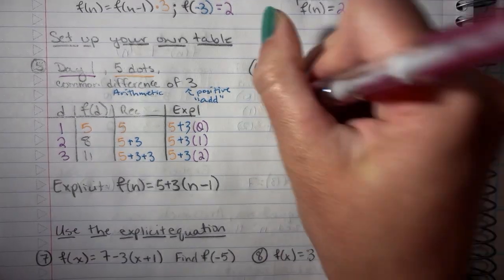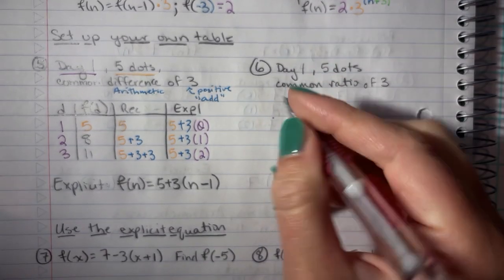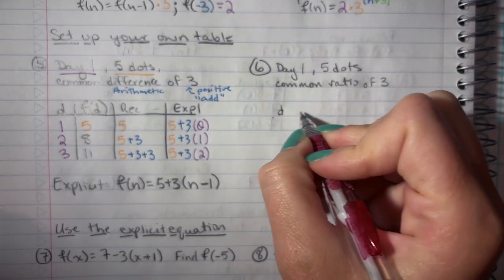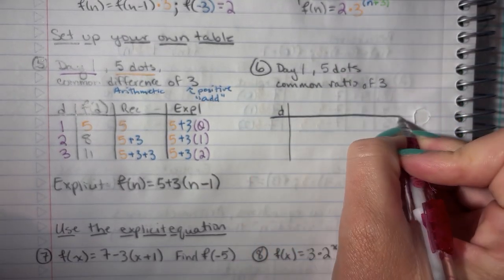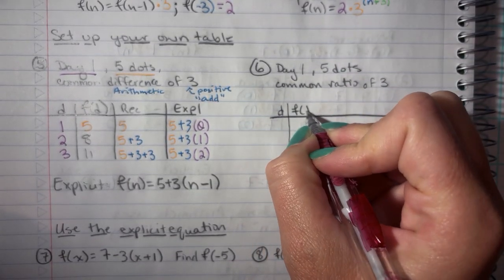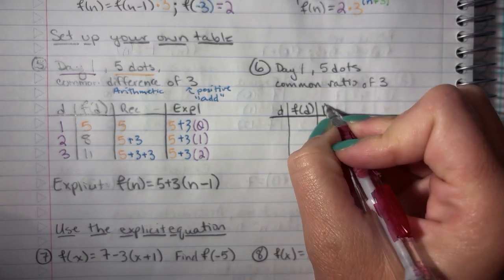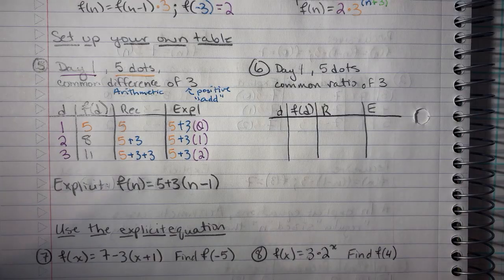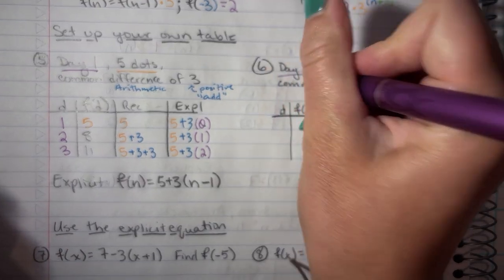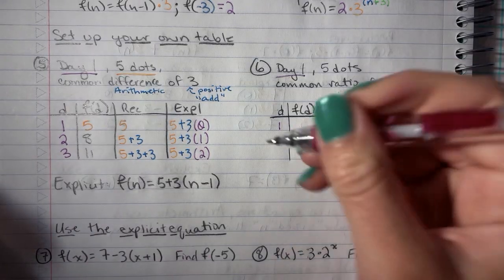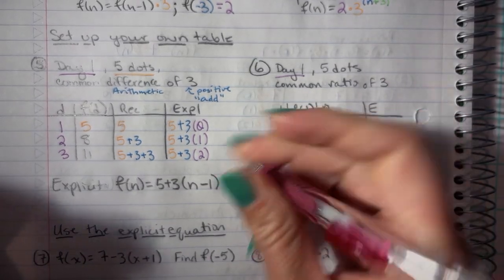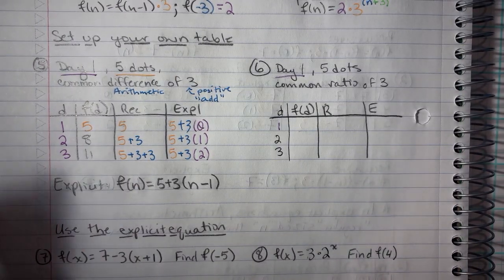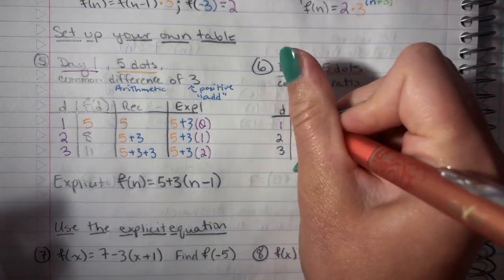Same time, this time we're doing days again, so I'll use a D. That's fine, it doesn't really matter what letter we use. And we got the recursive and we got the explicit. I'm shorthanding more because I'm running out of space. We start with day 1. After day 1 would be 2 and 3. Once again, we are starting with the 5 dots.